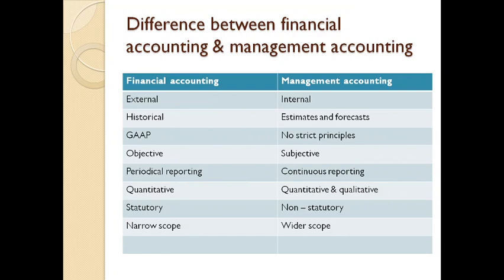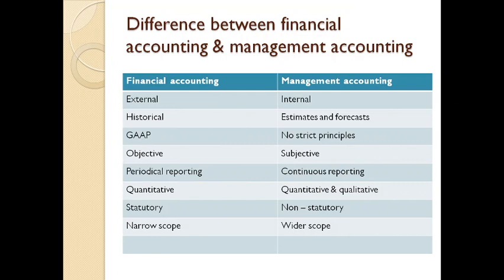Next point, statutory requirement. We all know financial accounting is statutory, or it has to be prepared on the basis of statute, whereas management accounting is non-statutory. Maintenance of adequate books and records under financial accounting is a statutory requirement, whereas management accounting is not a statutory requirement, it is only optional. It depends upon the requirement or interest of the organization.